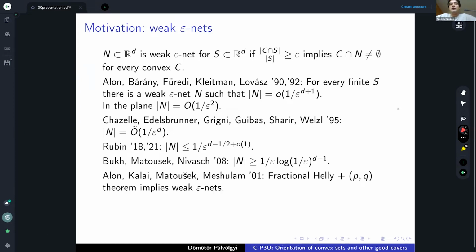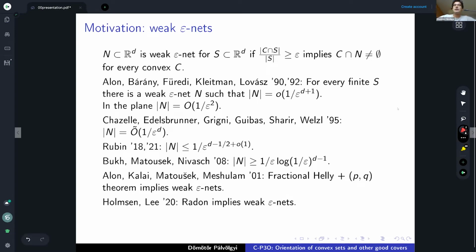And I have to mention a result by Alon, Kalai, Matoušek, and Meshulam, who showed that the fractional Helly theorem and some PQ theorems imply weak epsilon nets. So that's one way to derive weak epsilon nets. And they show that you can work in a very abstract setting without looking too much at the geometric structure.